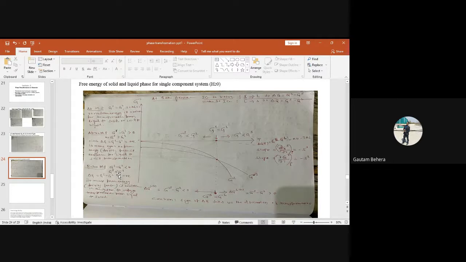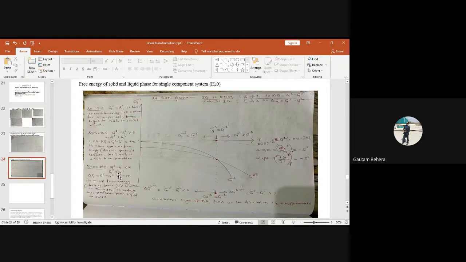Is it okay now? I think you people have understood. Yes, sir. So that means delta G is nothing but a driving force. If delta G is negative, driving force is available and transformation will happen. If delta G is positive, there is no driving force, so transformation will never happen, right?